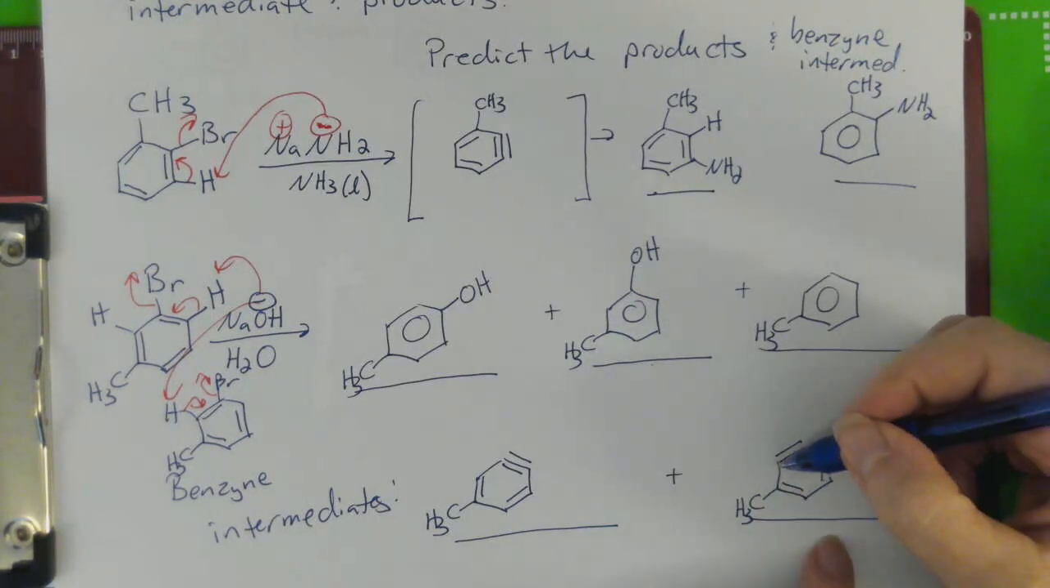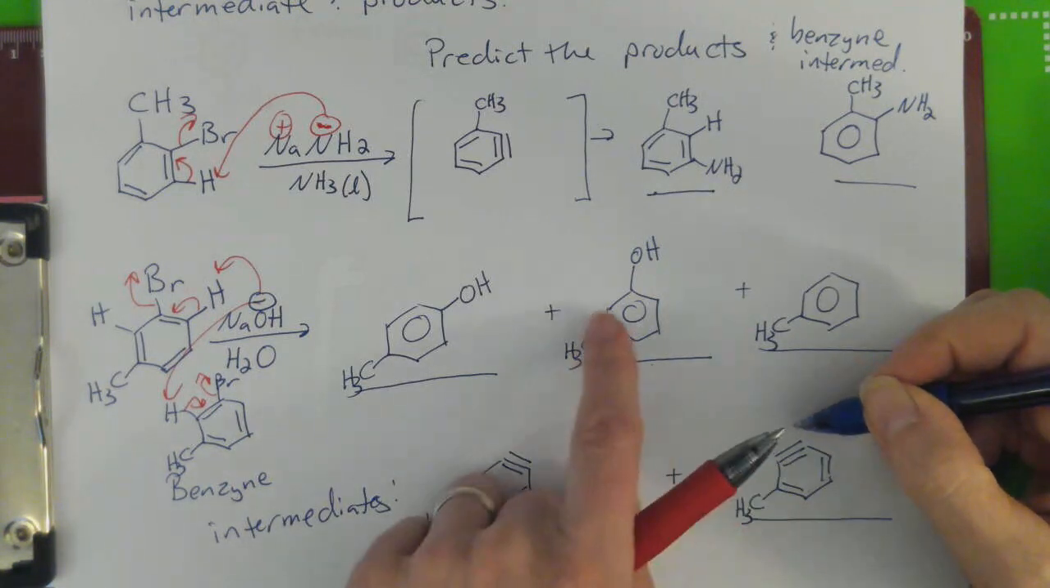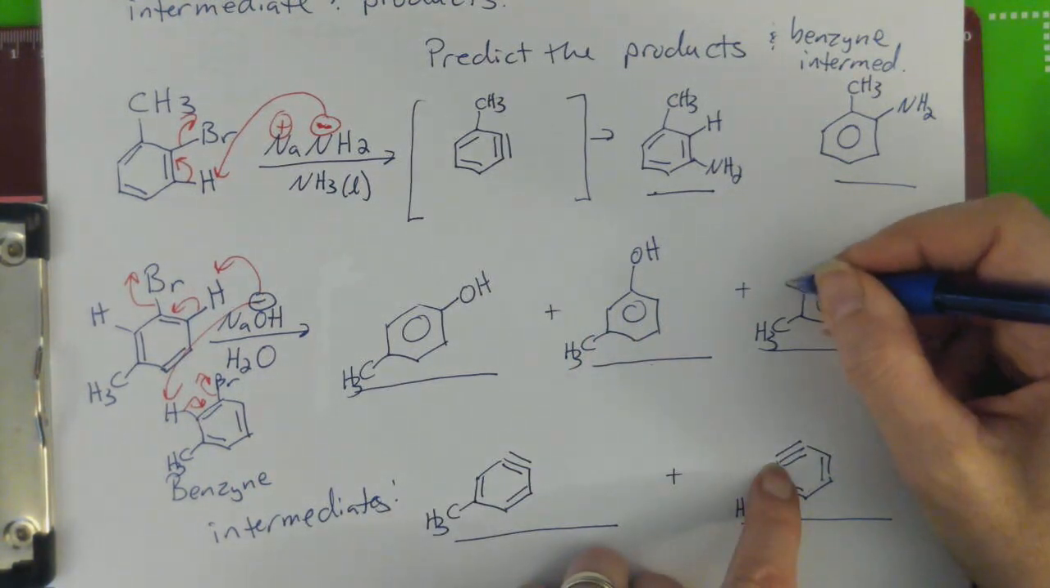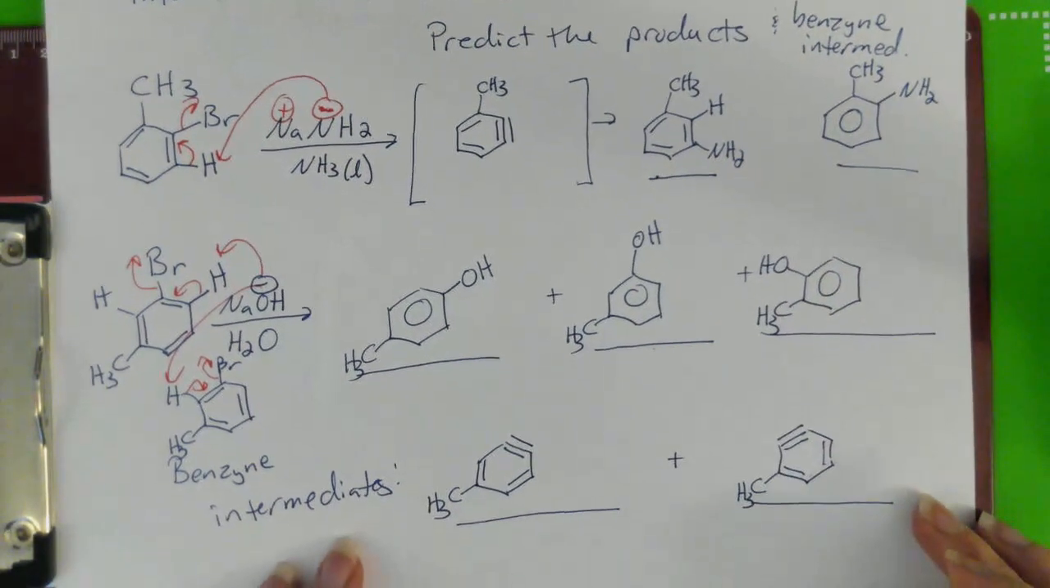Okay. Now what about this? If I add the H here, I get the OH meta to this, that's that product. Or if I put the OH here, now I can get this also. And then the H there. So those are my three.